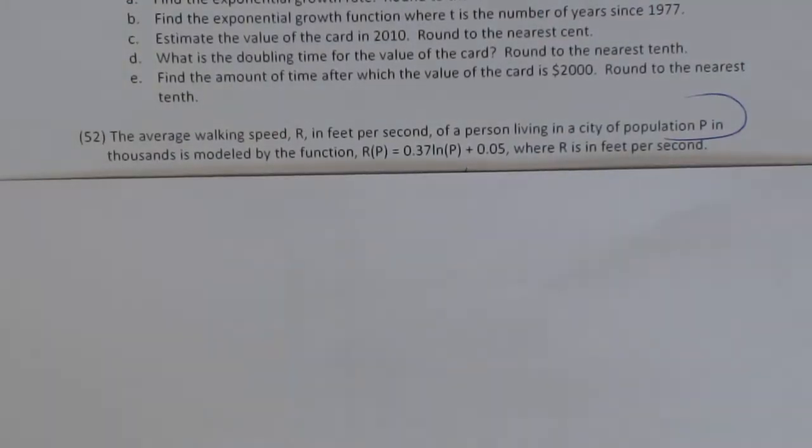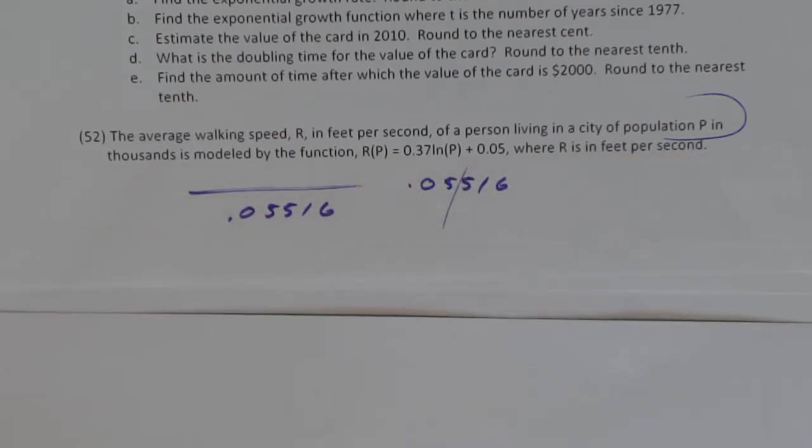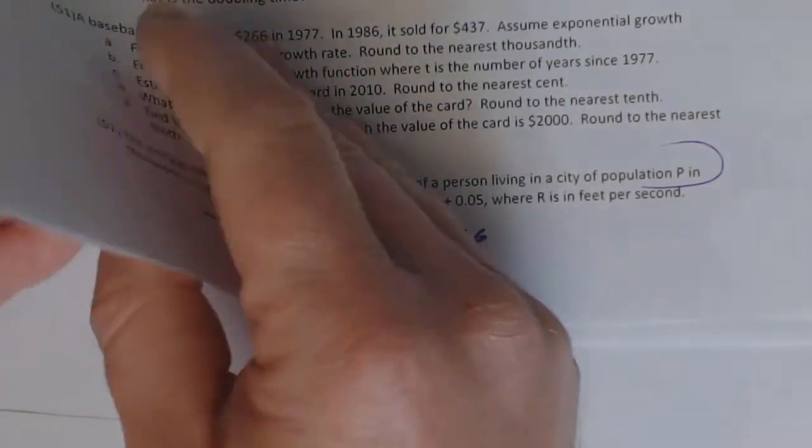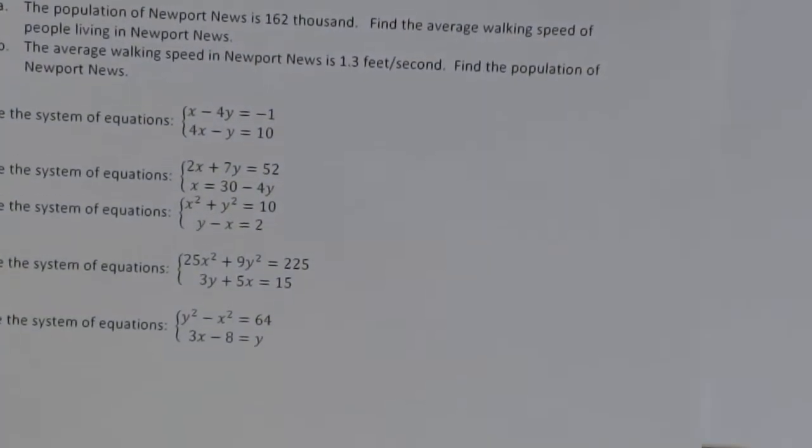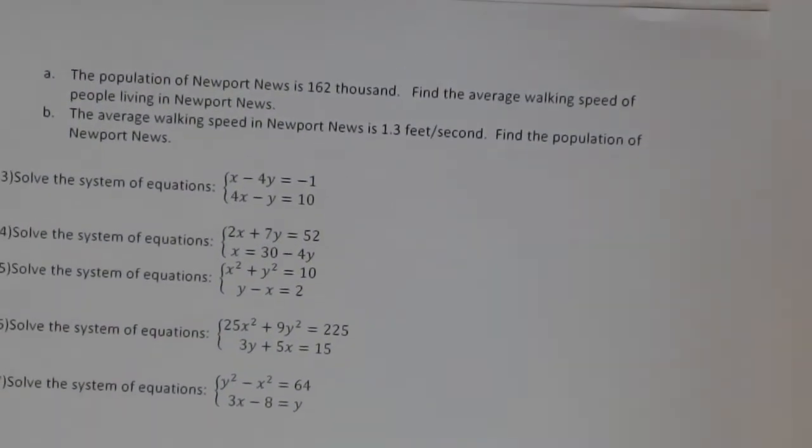All right. The average walking speed R, in feet per second, of a person living in a city with population P, with P in thousands, is modeled by the function R(P) = 0.037 ln P + 0.05. R is in feet per second. Part A: the new population in Newport News is 162,000. What's the average walking speed of people that live there?